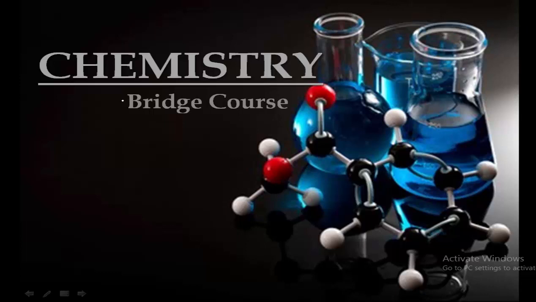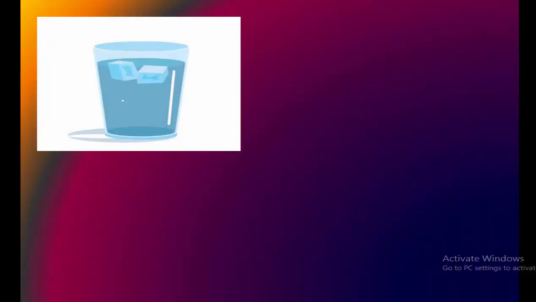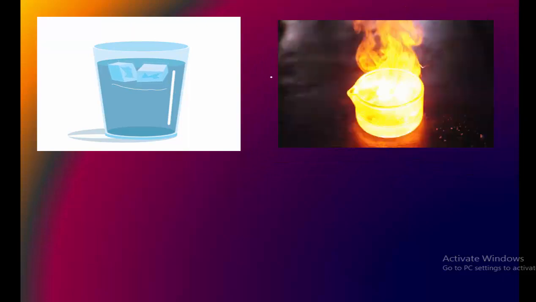Before going to the study of chemistry, you have observed different phenomena in your surroundings. If we take the example of ice floating on water, since ice is the solid form of water, it floats on the water which is present in liquid form. So why does this happen? That is the question.